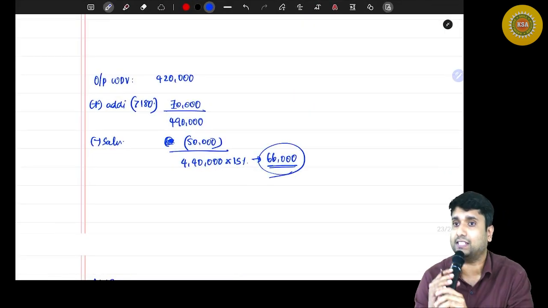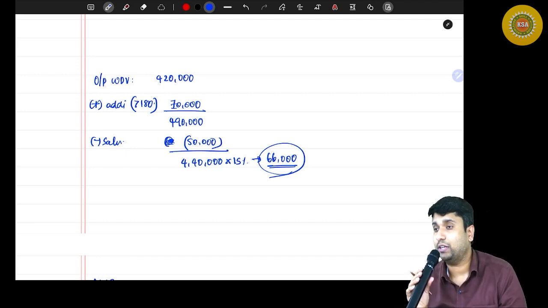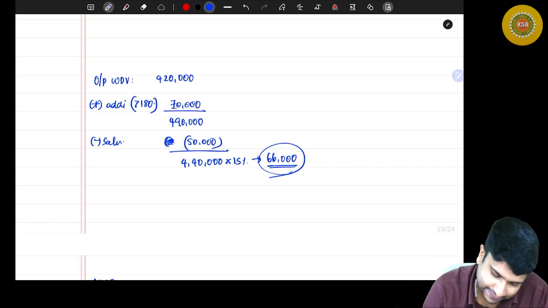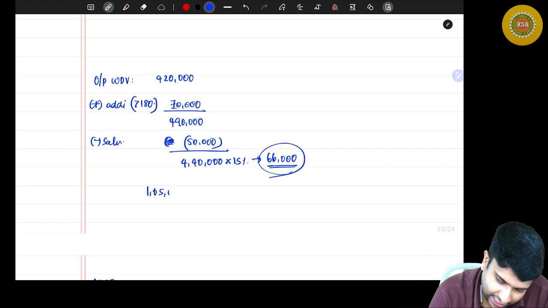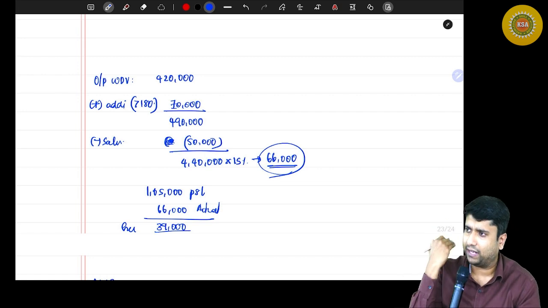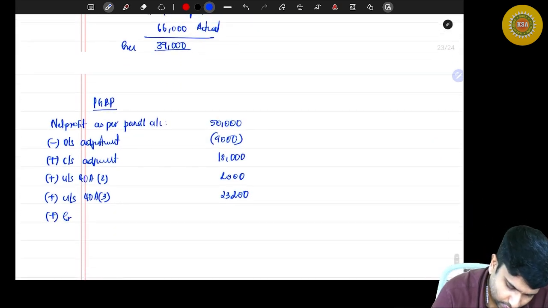But what is the depreciation that you have charged in the P&L account? 1,05,000. You have claimed 1,05,000 in P&L. Actual depreciation is only 66,000. How much is excess? 39,000 is excess. You tell me what to do with the excess. Add back that excess. You have to add back that excess depreciation.